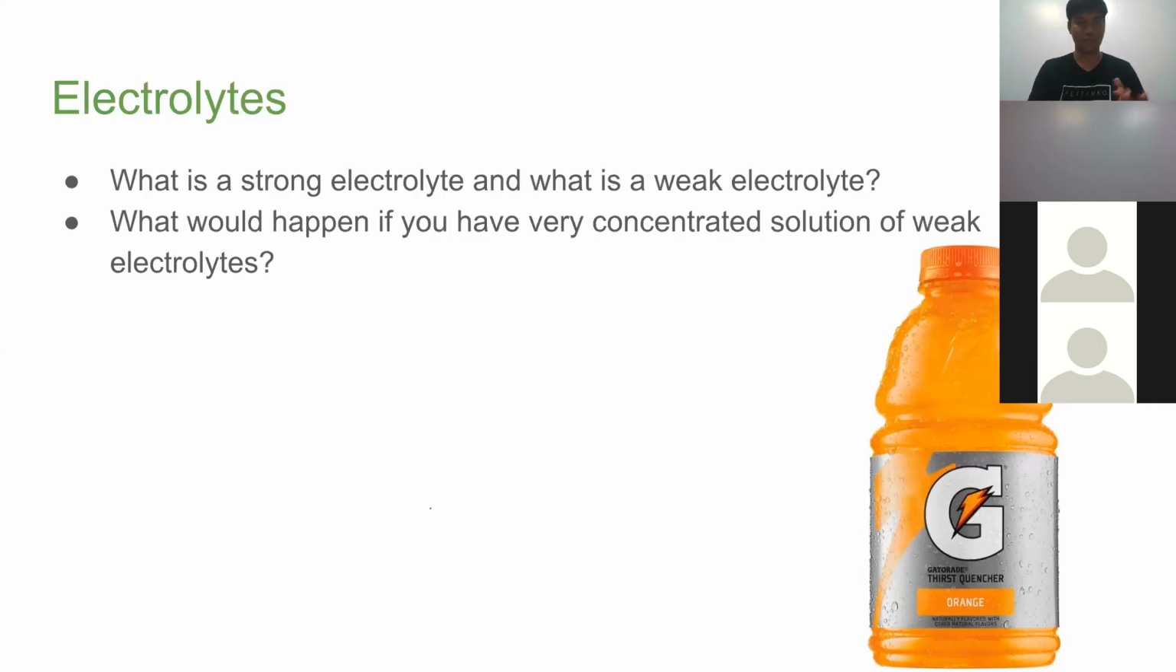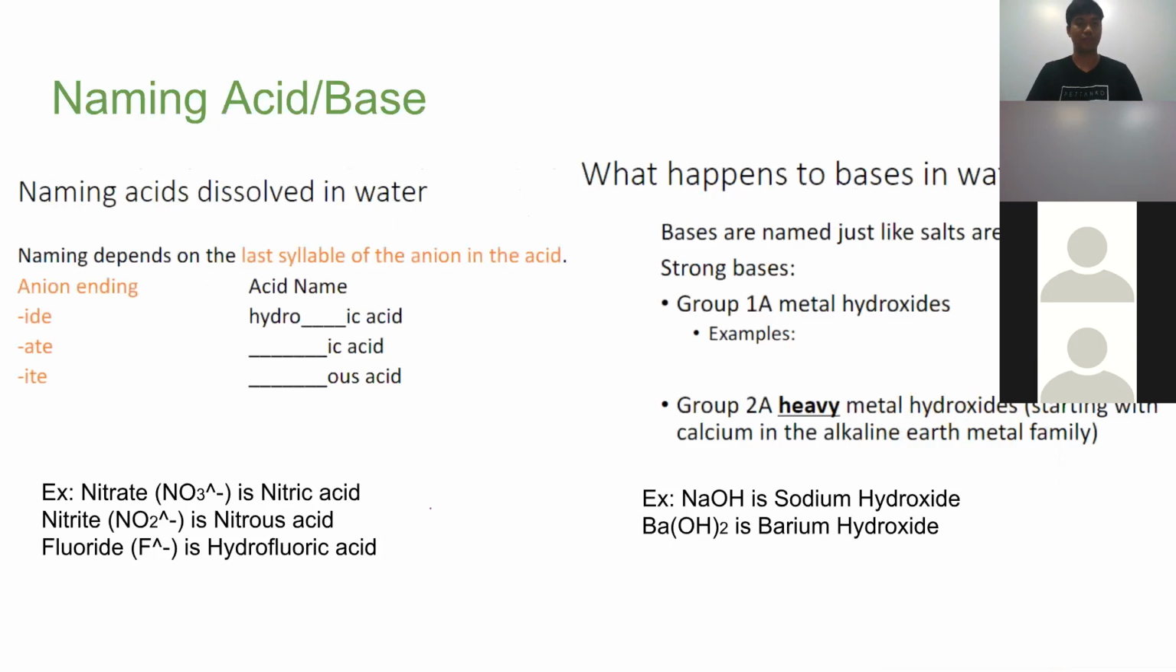All right, so why don't we move on to the next slide? Electrolytes are mainly the acids and bases, if you all remember from lecture. So we know from lecture that if it's a strong electrolyte, it's a strong acid, and if it's a weak electrolyte, it's a weak acid.